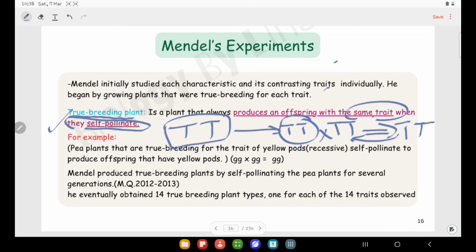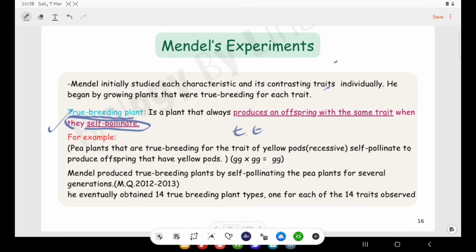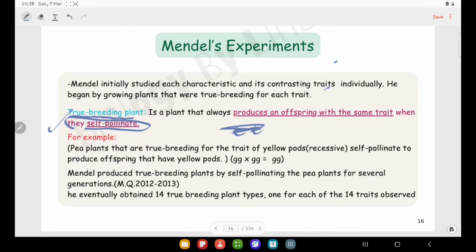This happened by self-pollination for several generations. The same thing, for example, t small, t small, is also a pure or true breeding plant. So how did he get the true breeding? By self-pollination several times in order to exclude all the recessive traits or alleles, and finally he obtained it as pure, homozygous, or true breeding.